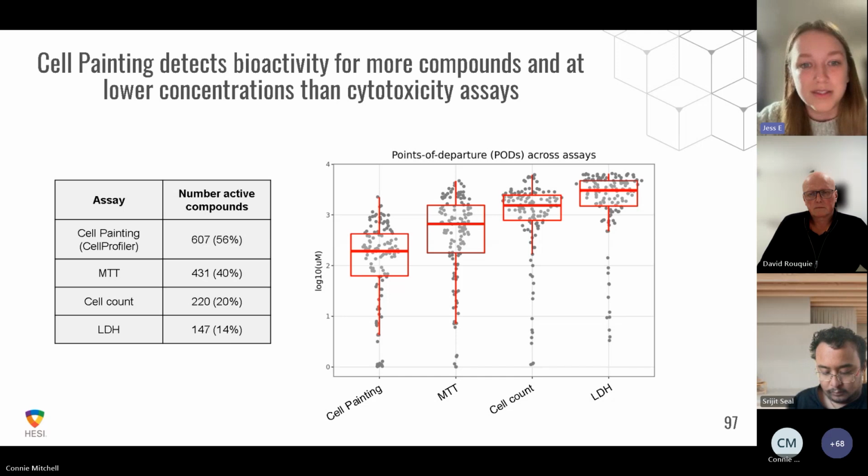So what we see right away is that the cell painting morphology detects bioactivities for more compounds and at lower concentrations than the cytotoxicity assays. So we see a cell painting based point of departure for 56% of compounds. Next, we have the MTT, which makes sense because impairing the metabolic phenotype or metabolic capacity is a little bit more subtle of a phenotype than outright cell death. Then we see cell count, and then we see LDH, which is the most extreme form of cell death.